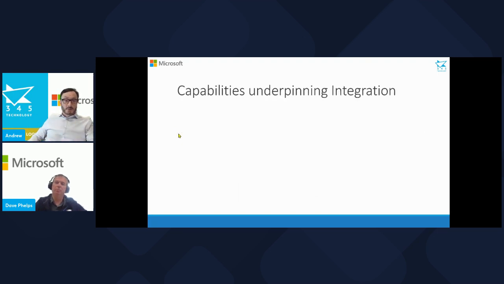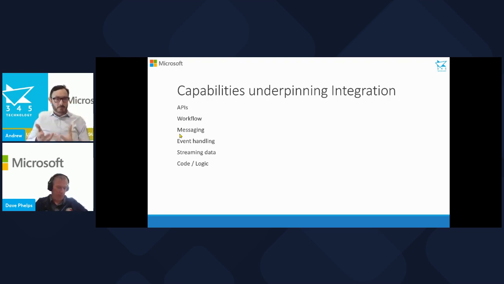In terms of the capabilities we need for integration, obviously APIs, connecting things together, are a key part. Workflow is a key part. You've got messaging, event handling, streaming data, and the ability to embed code and logic in there somewhere so you can actually do some work. Those are the main capabilities that underpin integration.